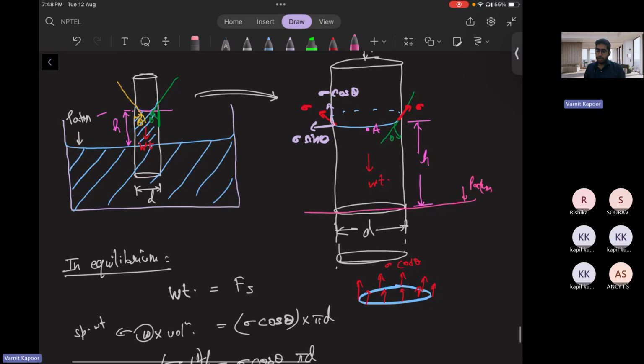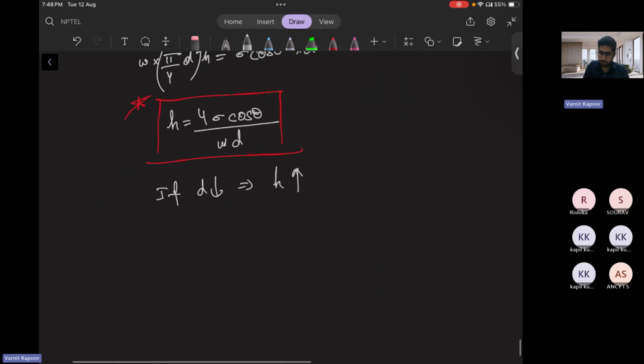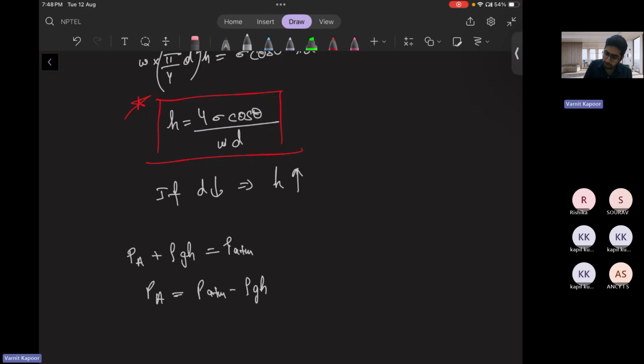So PA plus rho gh is P atmosphere by pressure balance. So pressure at A plus, if you go below, rho gh is nothing but your P atmosphere. So the pressure at A, which I want to calculate, is P atmosphere minus rho gh. And the question comes, where will this h come from?